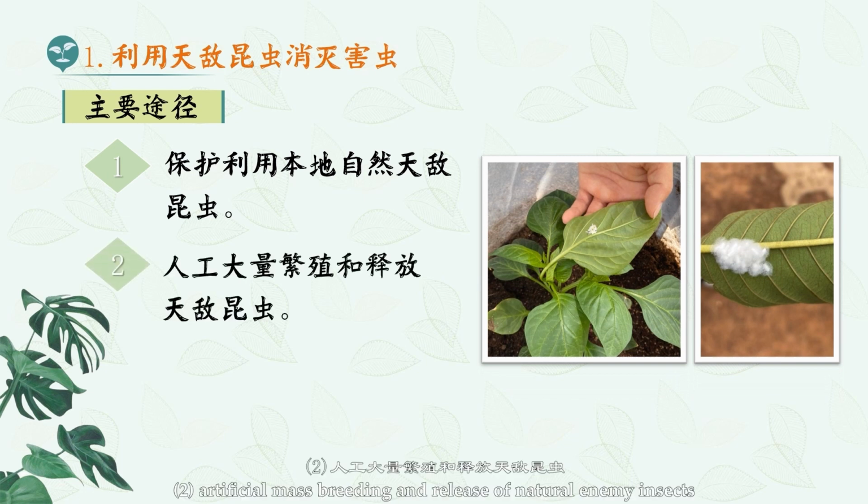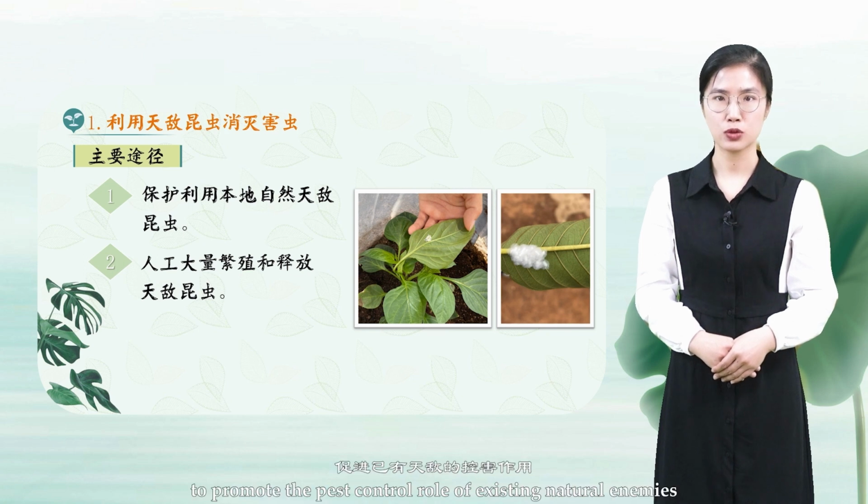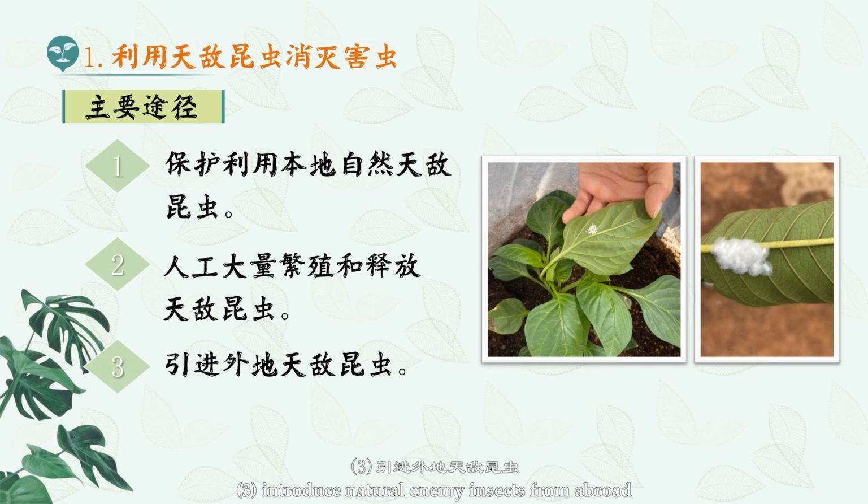2. Artificial mass breeding and release of natural enemy insects. Artificial mass breeding of natural enemies and inoculated release into the field to promote the pest control role of existing natural enemies. 3. Introduce natural enemy insects from abroad. Natural enemy insects and beneficial organisms that are not available locally can be introduced from abroad or overseas to strengthen the control of local pests.